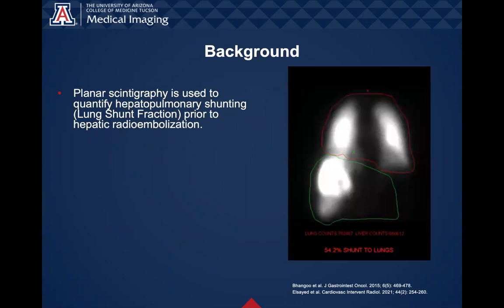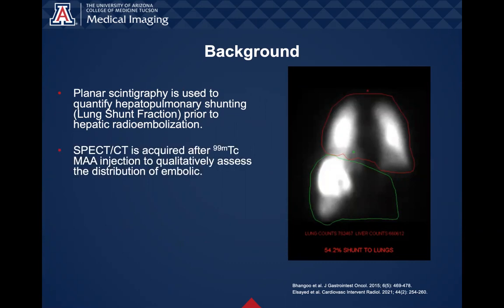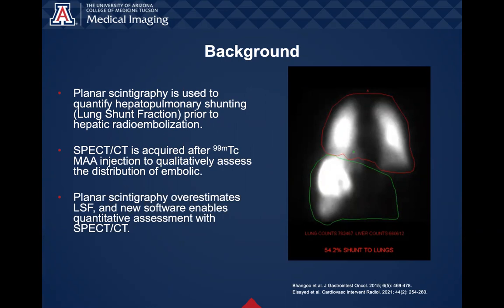Planar scintigraphy is used for quantification of hepatopulmonary shunting to calculate a lung shunt fraction prior to treatment with hepatic radioembolization. SPECT is acquired after MAA injection to qualitatively assess the distribution of embolic and for general treatment planning. Prior studies have demonstrated that planar scintigraphy routinely overestimates the lung shunt fraction when compared to quantitative assessment using SPECT data.